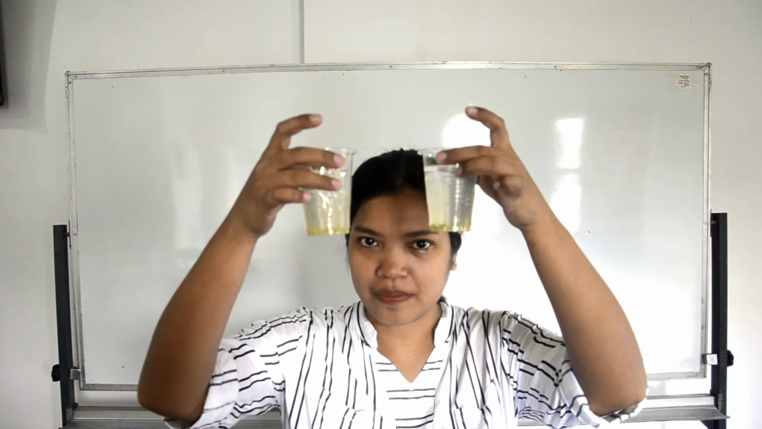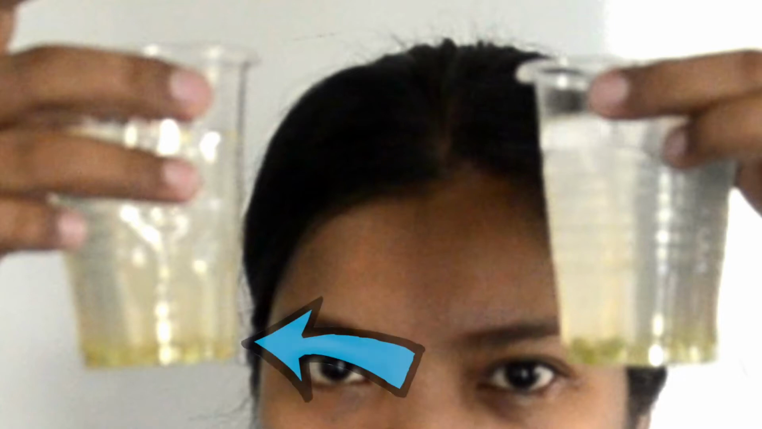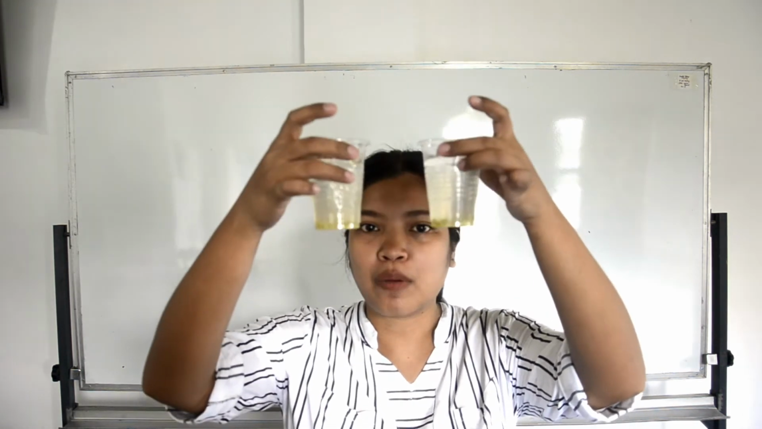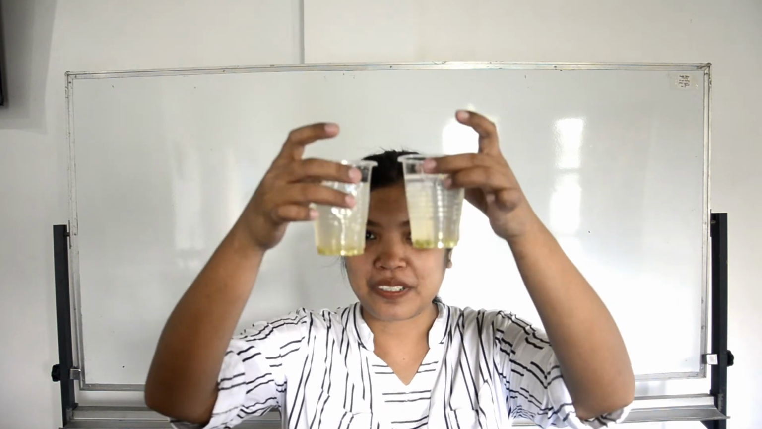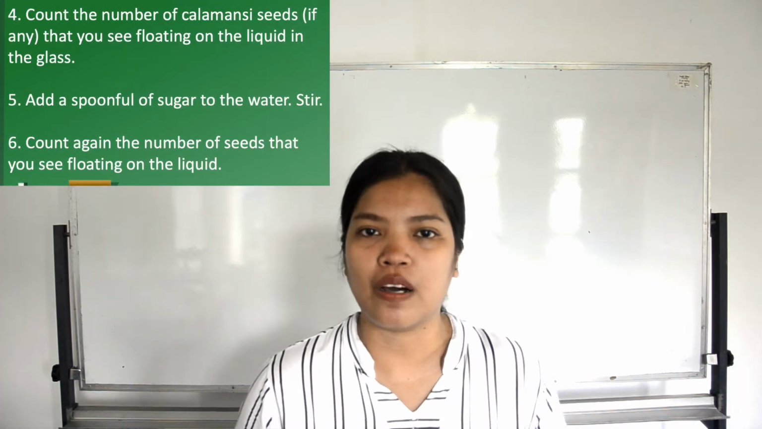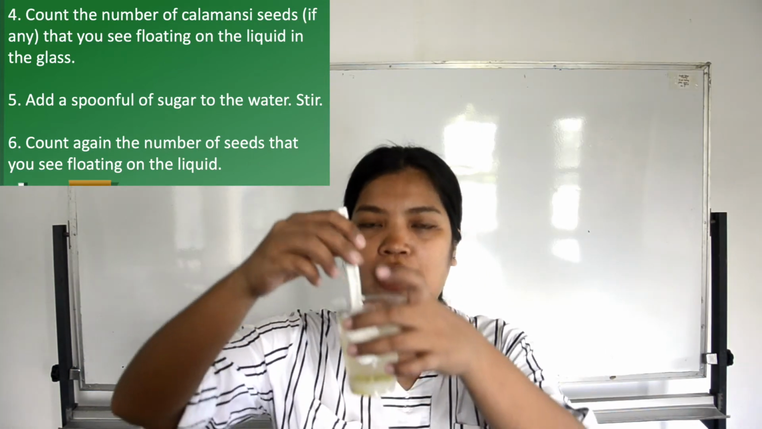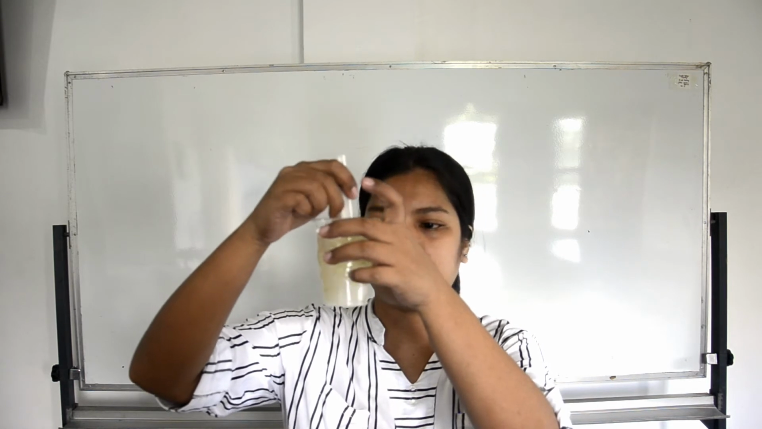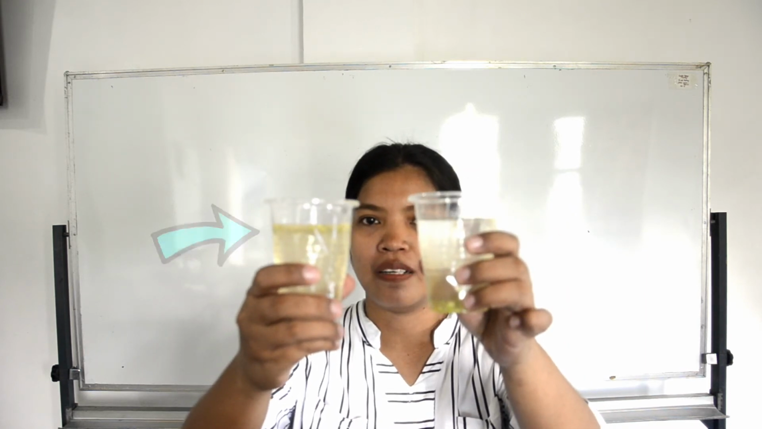So what can you say about the seeds? Do you notice that most of it sinks at the bottom of the cup? Look. Next, we're going to add a spoonful of sugar in cup A. After adding sugar in the calamansi juice, I will mix it thoroughly until the sugar is dissolved. So do you notice something? Observe now the 2 cups. This is cup A and this is cup B. Notice what happened to the seeds after adding the sugar in cup A.